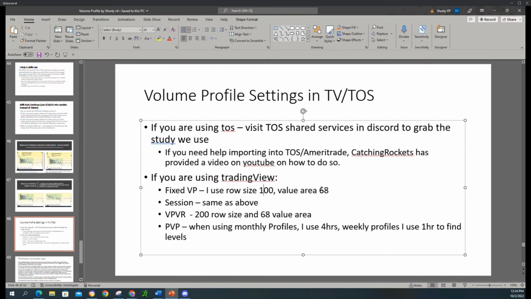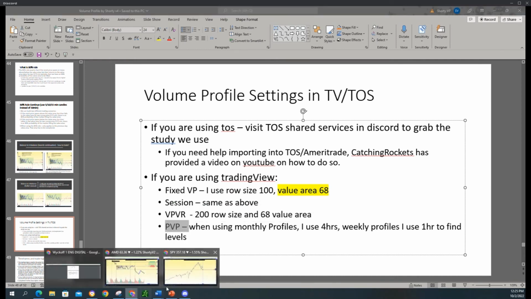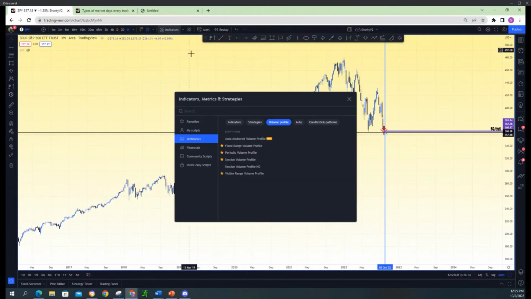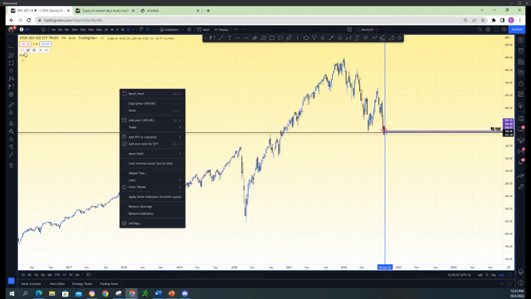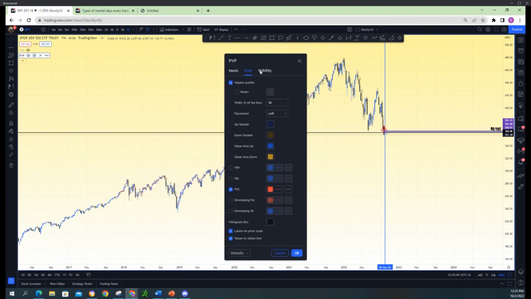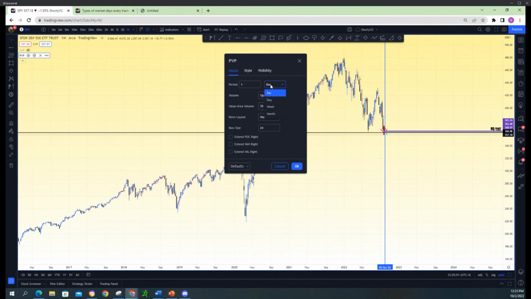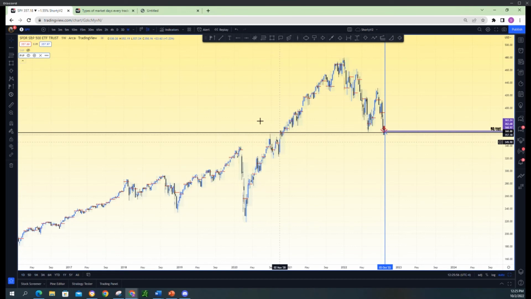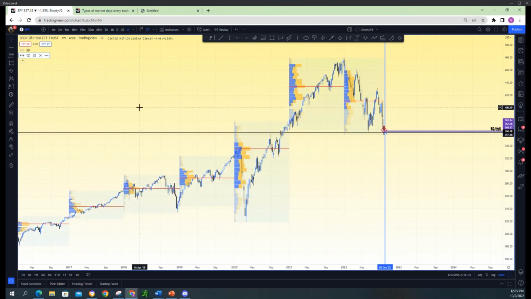TradingView, this is what I use. I explained this to death, why we use 68. Session, same thing, VPVR, I just increased the rows to see a little bit, and then PVP. Cool trick about PVP, and I don't know who's used it, who hasn't. I'm just going to show you something. If you look at PVP, if you go under inputs, you change this bar to monthly. If I change it to 12 months, it will give me a year's worth of PVP.